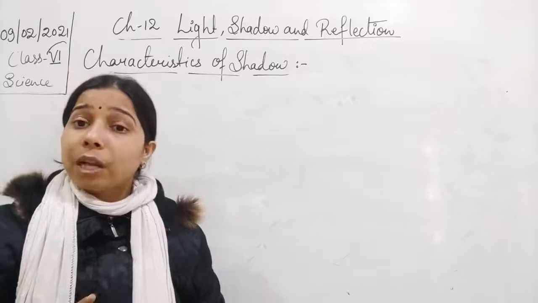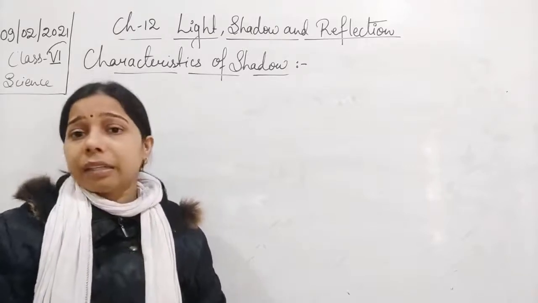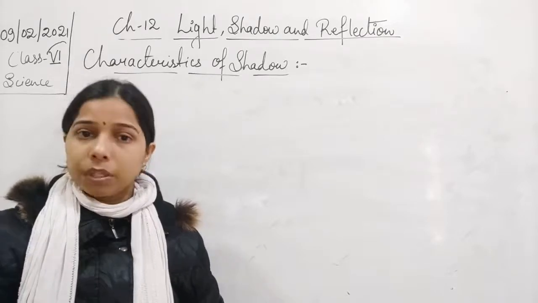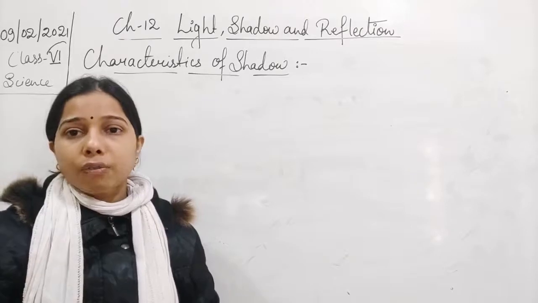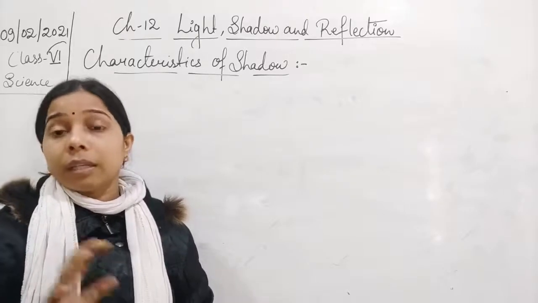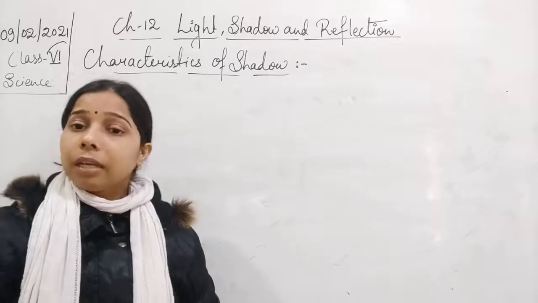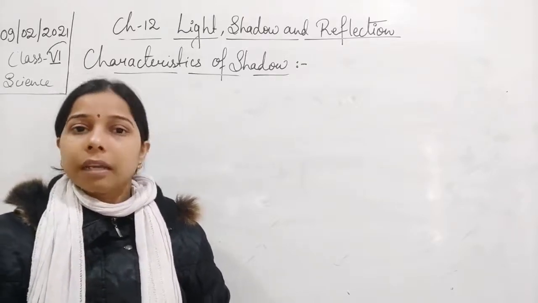So the first characteristic that we will see in the formation of a shadow is that the shadow of the object is always erect. You will never find that the shadow is an inverted one. Like we have seen in case of a pinhole camera, the image formed is an inverted one. But in case of the formation of a shadow, it will always be an erect image.